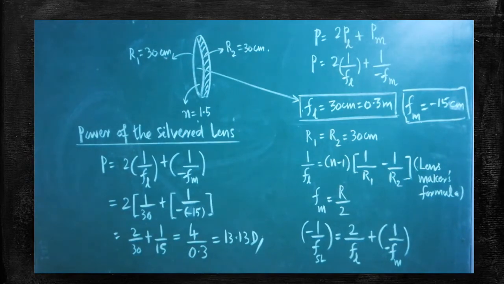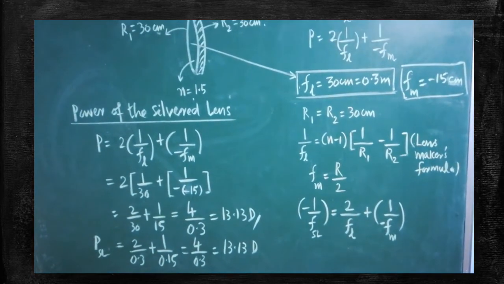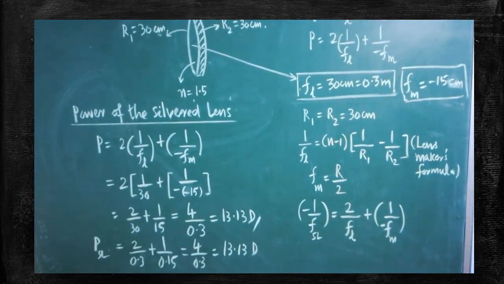Are you clear? Both are in centimeter. That should be converted into meter. Later you can do the calculation. Are you clear? So how can it be done? Tell me. 2 divided by 0.3 can be written. And then here you can write 0.15. So later you will get 0.4 divided by 0.03. In the final answer you will get it as 13.3 diopter. This is the power of the silvered lens. Are you clear? So in the final step you have to convert the centimeter value into meter value. Only then you will get the answer.